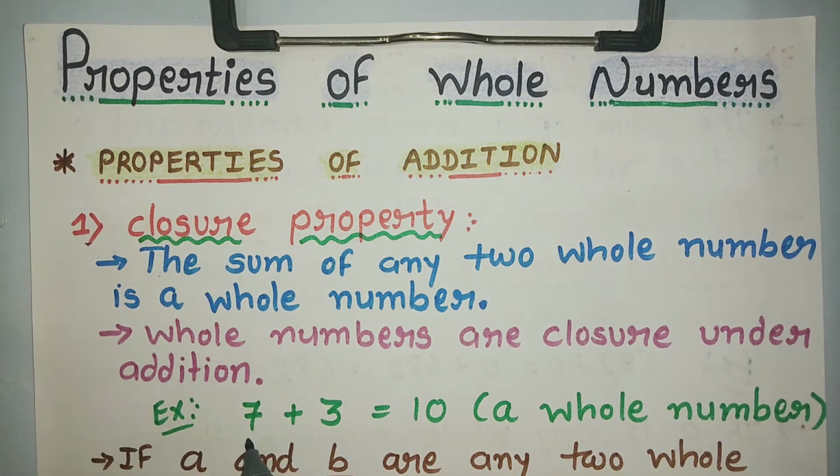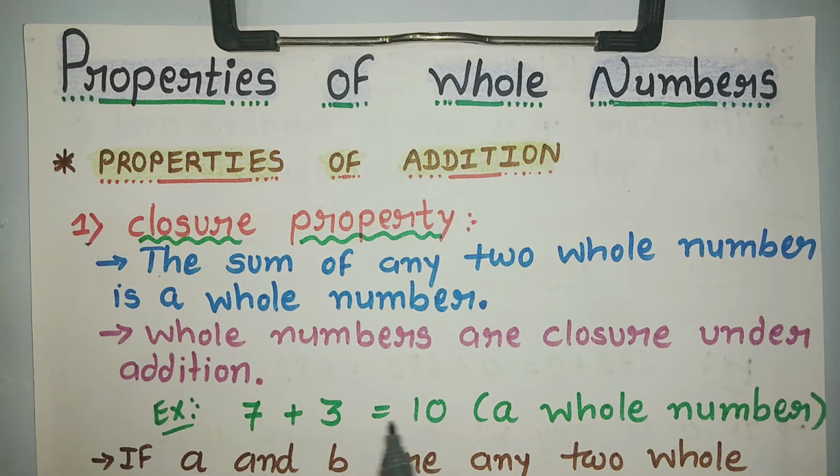7 is a whole number, as we know that the numbers starting from 0 are the whole numbers. 3 is a whole number. If I do the addition of these two numbers, the answer is 10. 7 is a whole number, 3 is a whole number, the answer of this addition is 10, and 10 is also a whole number. So now can I say that the addition of two whole numbers is always a whole number?